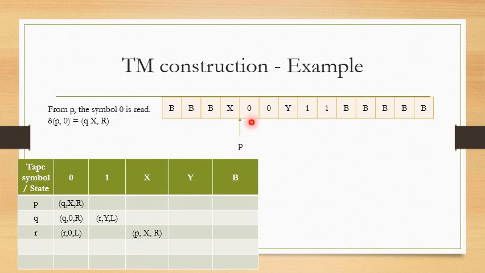So now from P I am reading a 0. This is the transition which we initially wrote at first. The 0 is changed to X and I'll move to the right, and the state transition is from state P to state Q. And from Q I am reading a 0. From Q, when I read a 0, I just move to the right. I will not make any changes to the tape symbol.